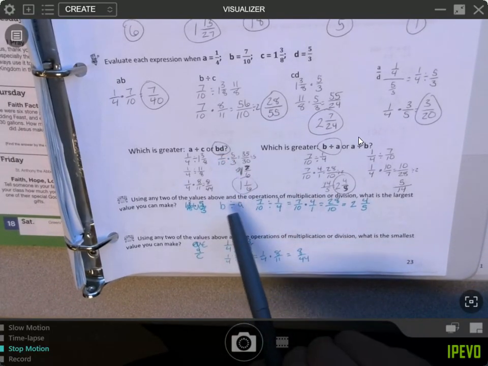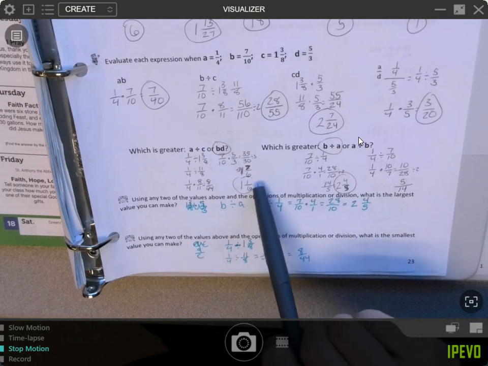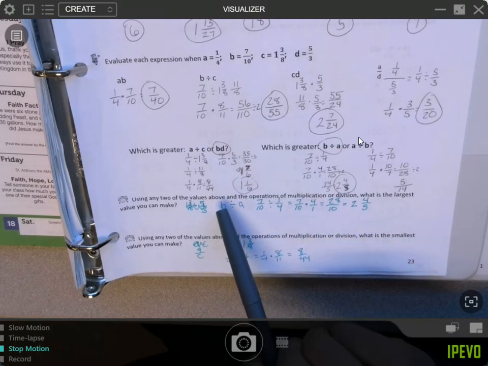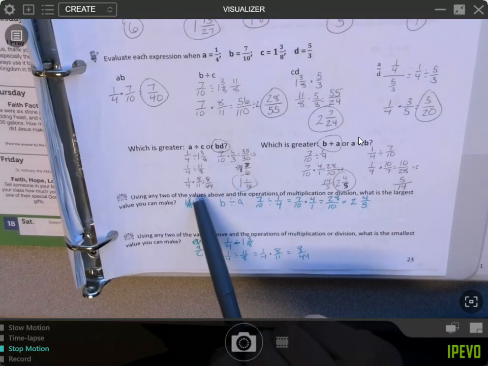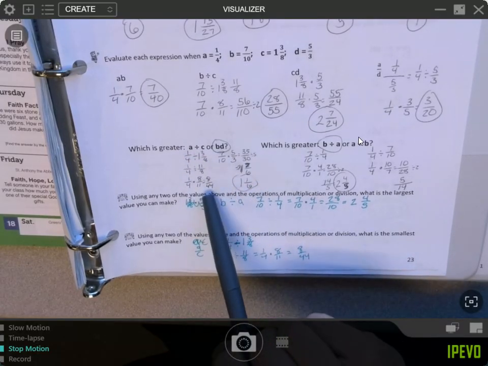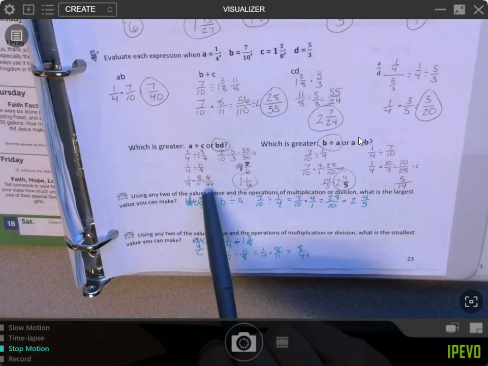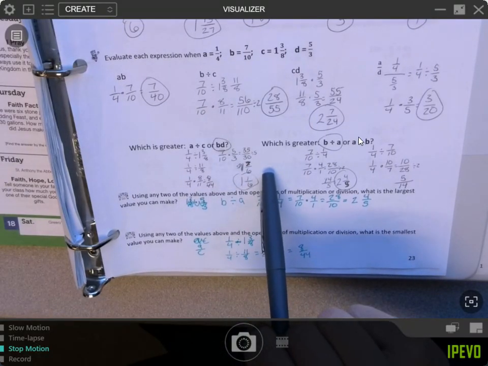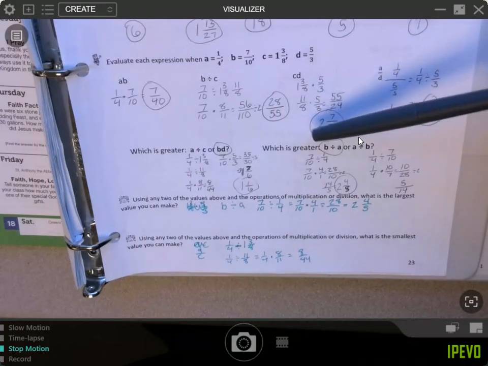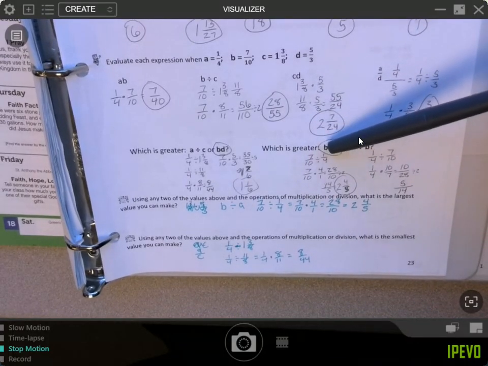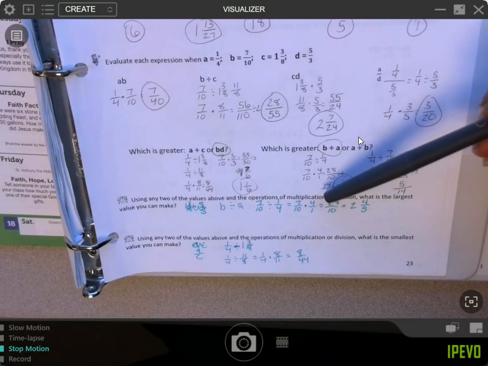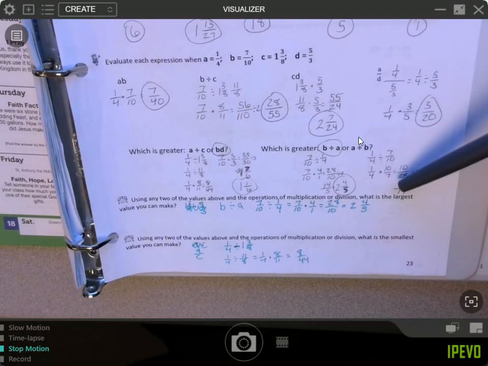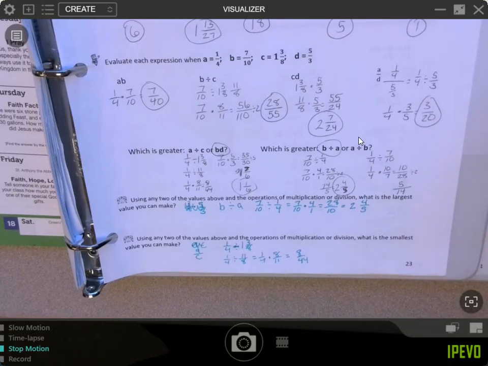B times D is greater, because that was 7/6, or 1 and 1/6. And that is, we have a whole 1 plus the fraction, and A divided by C gave us just a fraction, no whole numbers. So we know that B times D is greater. And then which is greater over here? It would be B divided by A, because it is 2 and 4/5, or 14 over 5, which is greater than 5 over 14. Any questions on that?